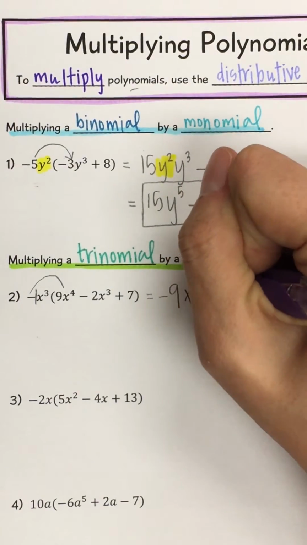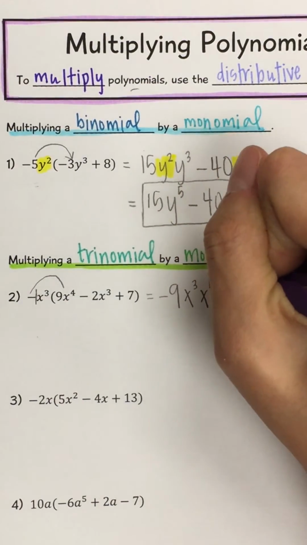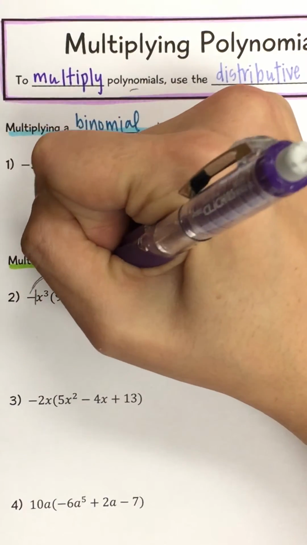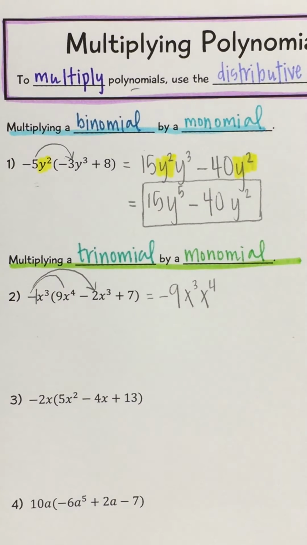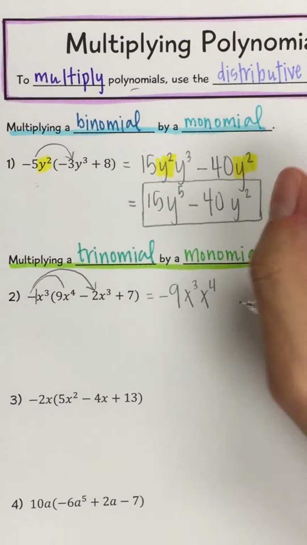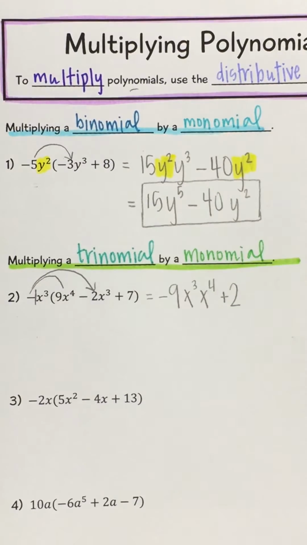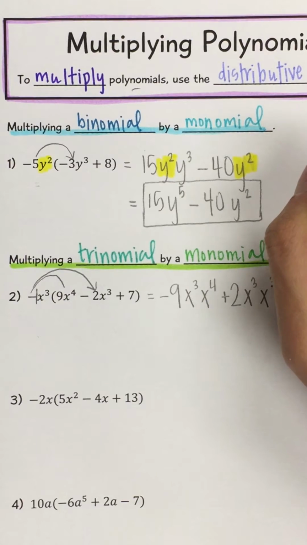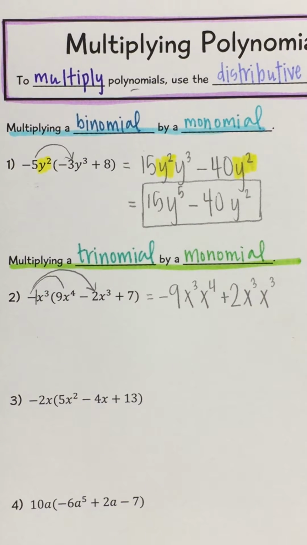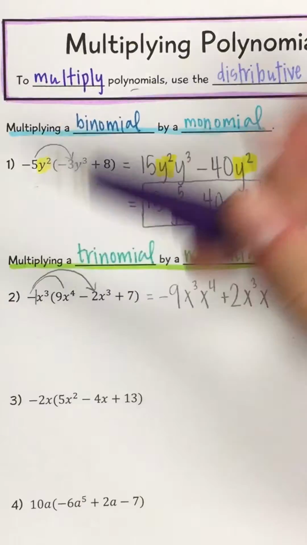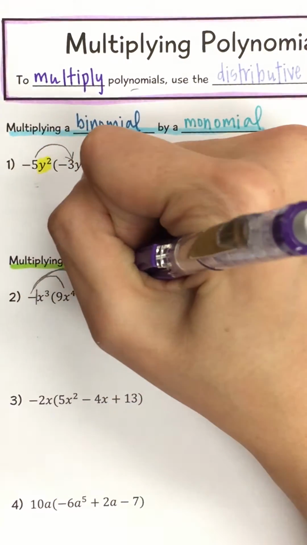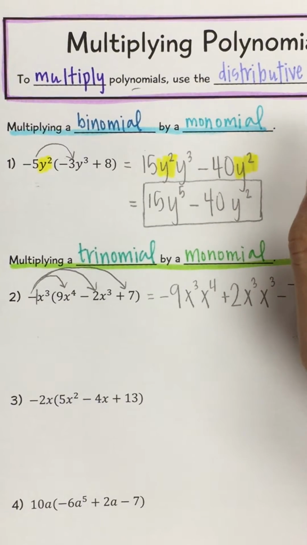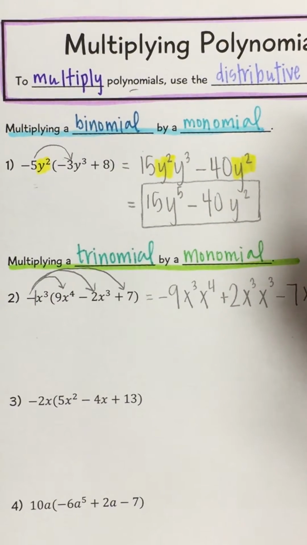I have an x cubed and an x to the 4th. Next up, if I do negative 1 times negative 2, this time I'm going to get a positive 2. I have an x cubed and then another x cubed. And then last up, I have a negative 1, so I have to make sure I carry through all those arrows. And a positive 7 is going to go to negative 7, but we can't forget that x cubed.